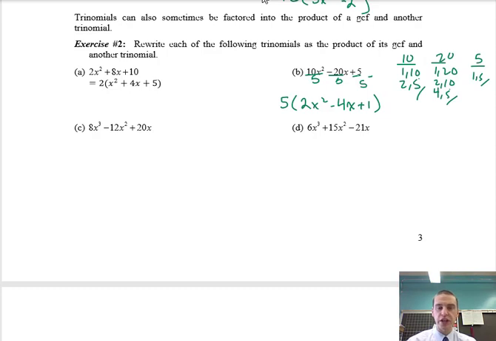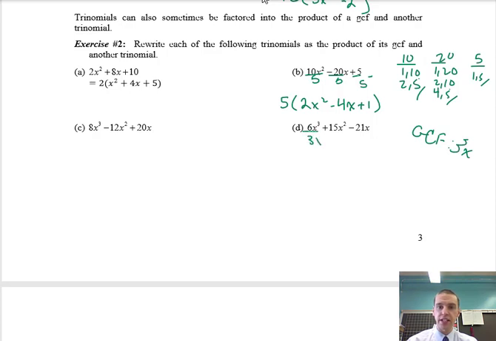Okay, and then let's try D. Going to D, we have 3 x's here, so this would be x times x times x, and just x here, so my GCF is going to have an x with it. And now let's figure out 6, 15, and 21. They're all divisible by 3. So my GCF is going to be 3x.